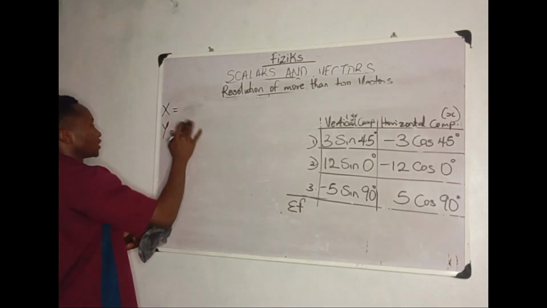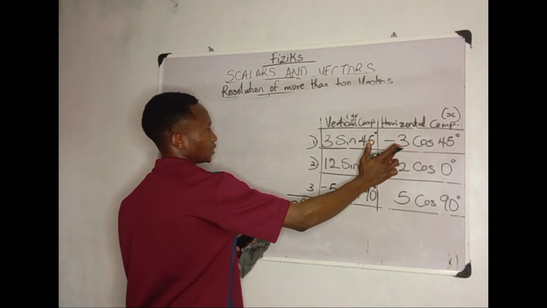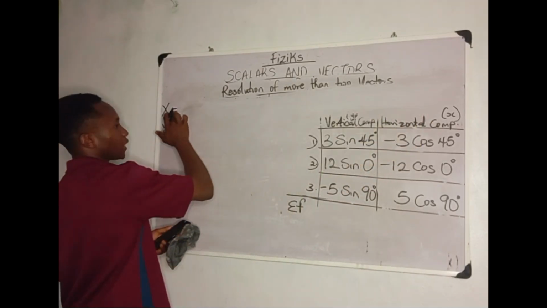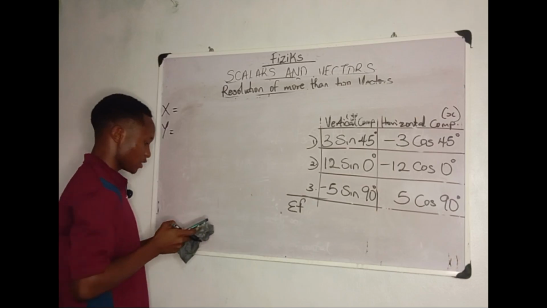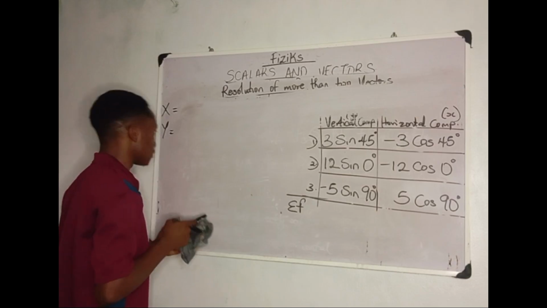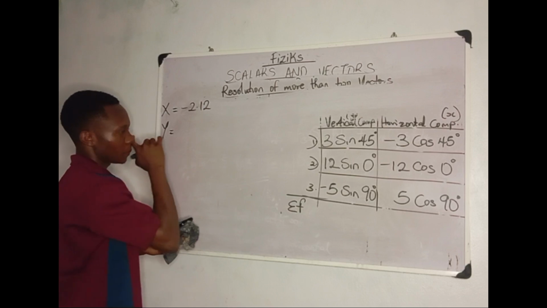Sorry, I'm writing it on the x. Okay, let's do this so we can put it on the x. Minus 3 cos 45. What's it going to give me? That's going to give me minus 2.12.